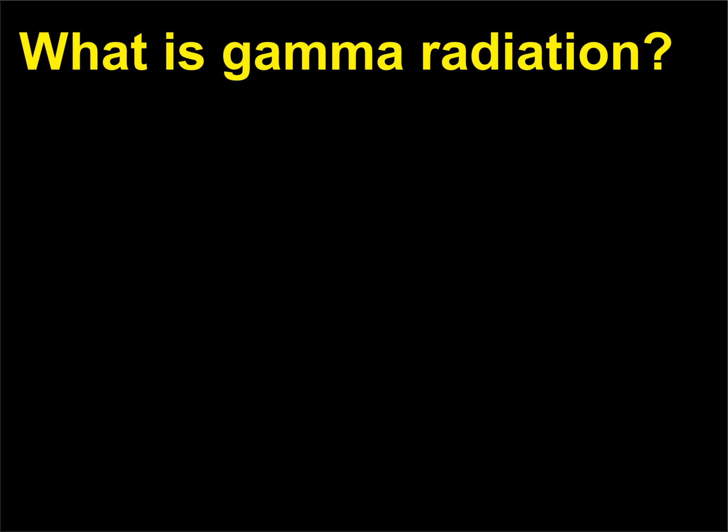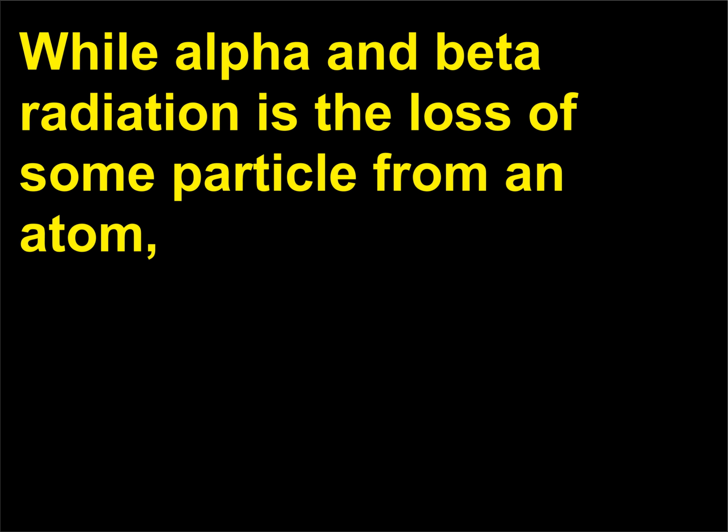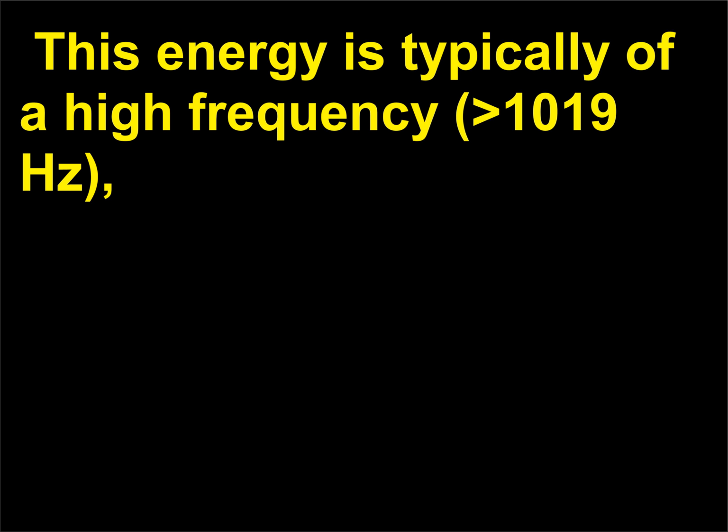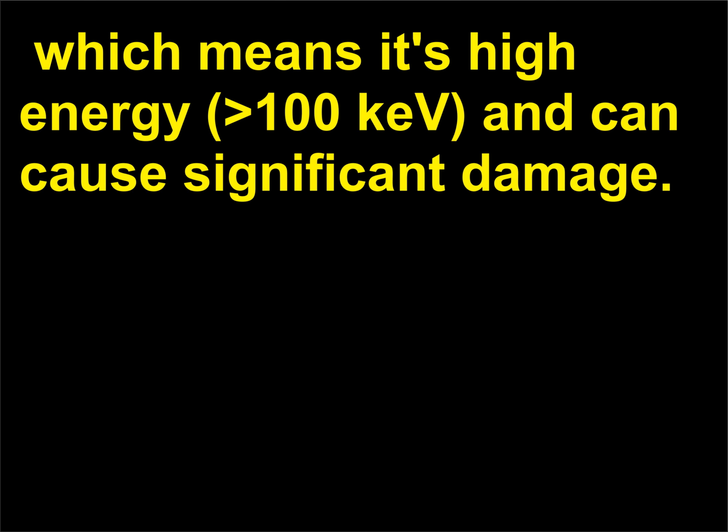What is gamma radiation? While alpha and beta radiation is the loss of some particle from an atom, gamma radiation is the release of electromagnetic radiation, called gamma rays. This energy is typically of a high frequency, greater than 10^19 Hz, which means it's high energy, greater than 100 keV, and can cause significant damage.